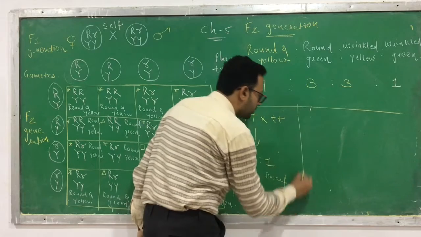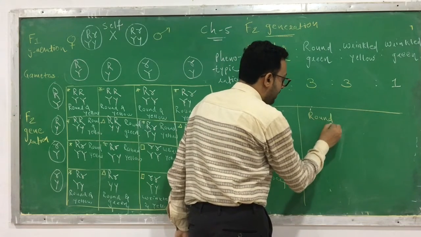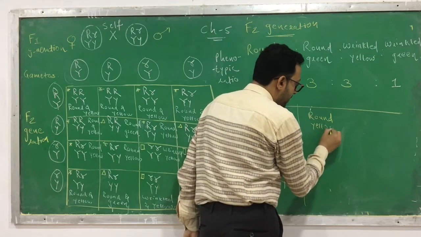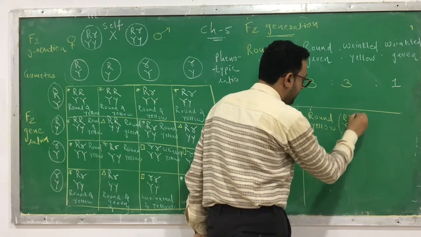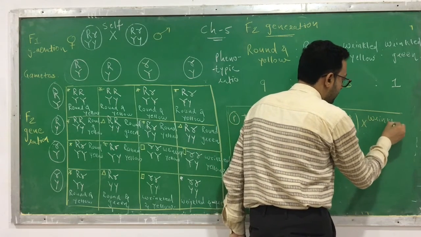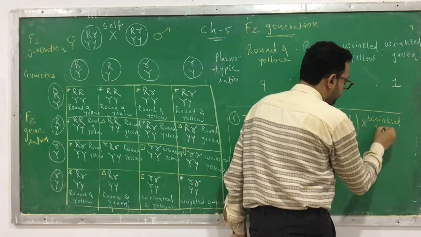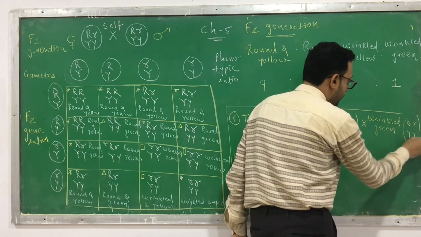But here, as a parent generation, what we have taken is round and yellow. First parent is round and yellow, capital R, capital R, capital Y, capital Y. That has been crossed with wrinkled and green. So that is small r, small r, small y, small y.